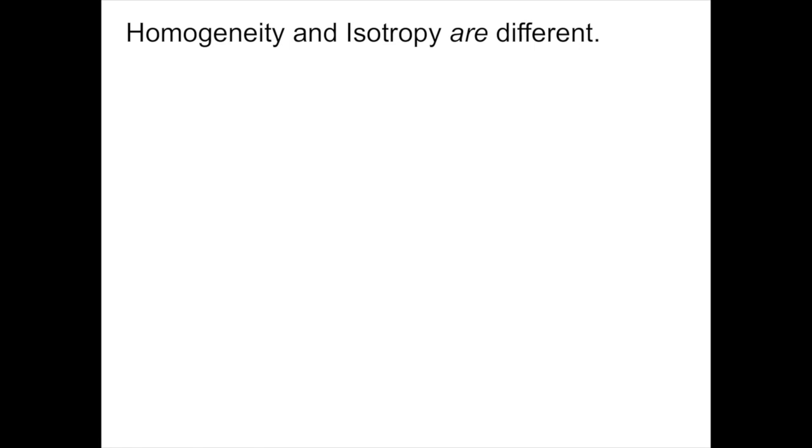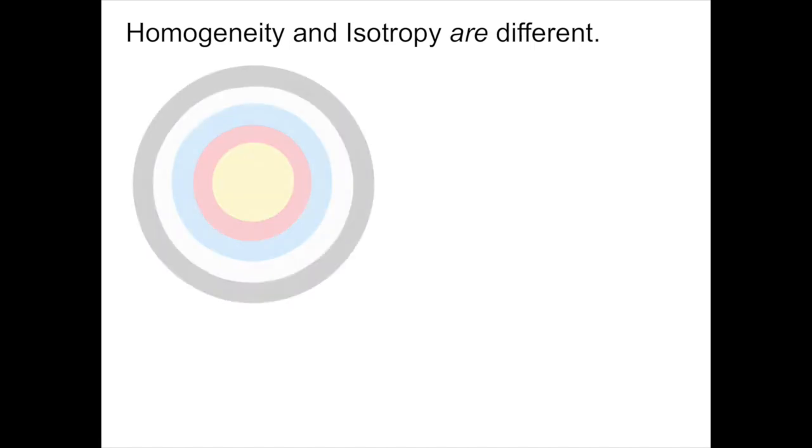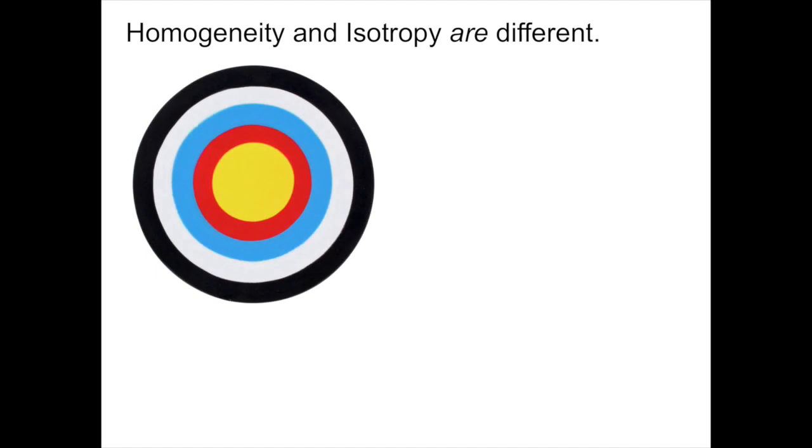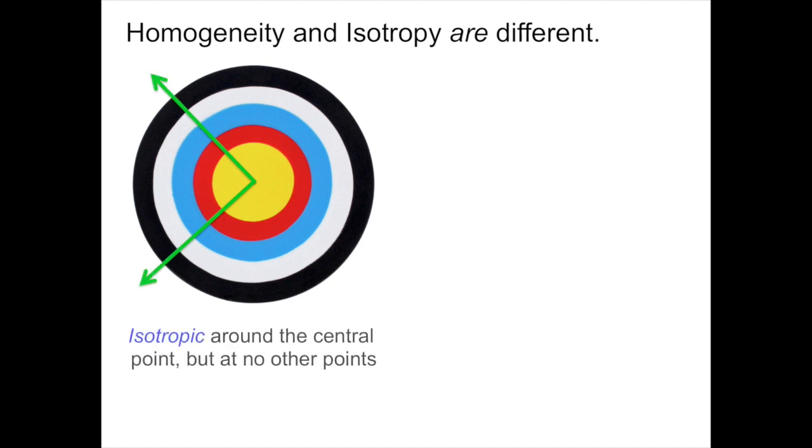Homogeneity and isotropy are different. They're very different, and it's important to understand the distinction. Here's a simple analogy. Imagine a target. I'm going to take a look at the target and try to talk about what its properties are with regards to homogeneity and isotropy. This target is isotropic around the central point in the sense that as I look out from in any direction standing in the middle of the target, I see the same variation in pattern from yellow to red, blue, white, then black.